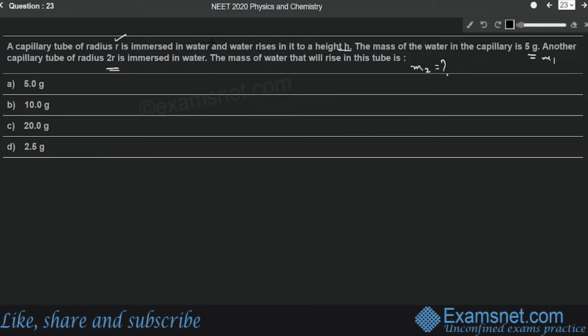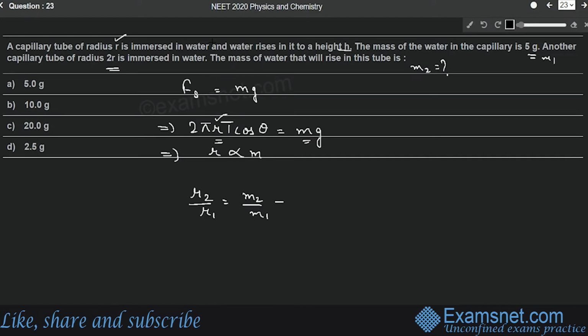Now we know that force of surface tension balances the weight of water in the capillary tube. Okay, so force will be equal to mass into acceleration due to gravity, that means the weight of the water. Now the value of force of surface tension is 2 pi r T cos theta, where T is the surface tension. That is equal to mass into acceleration due to gravity. So here we can see that the radius of the capillary tube r is directly proportional to the mass of water. So r is proportional to mass. That means R2 by R1 will be equal to M2 by M1.